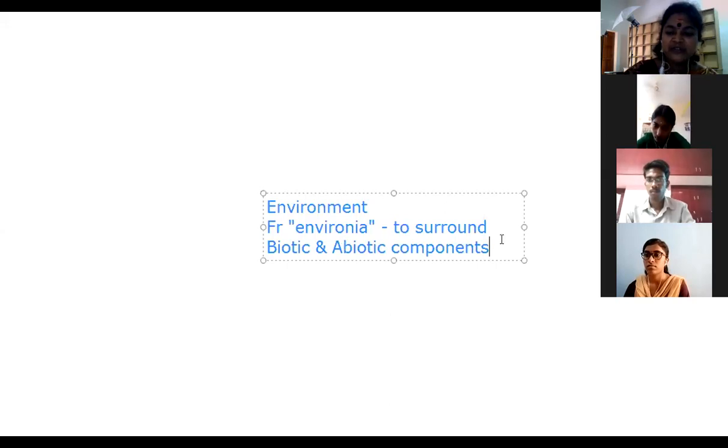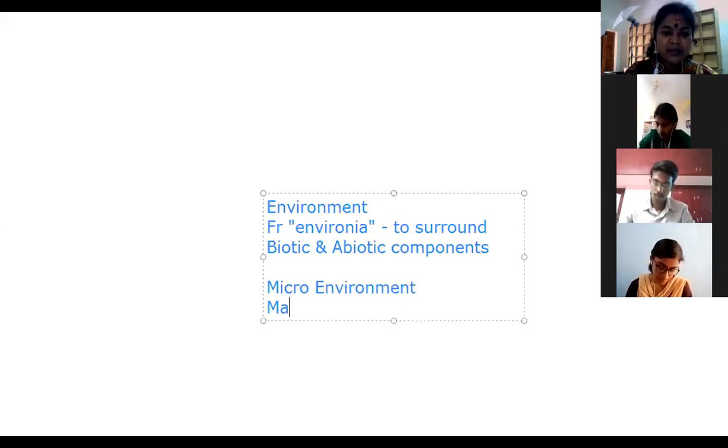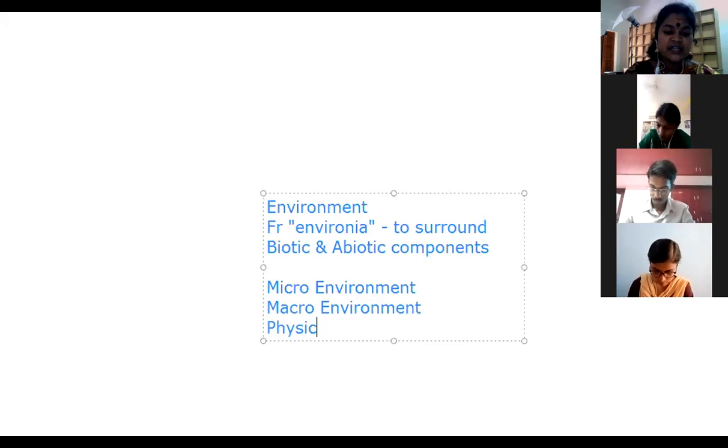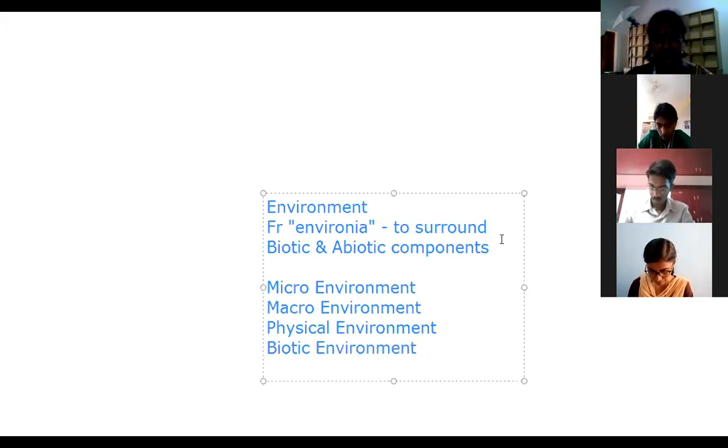And what are all the types of environment? There are 4 types of environment. Please copy down: micro environment, macro environment, physical environment, and biotic environment. There are 4 types of environment: micro environment, macro environment, physical environment, and biotic environment.